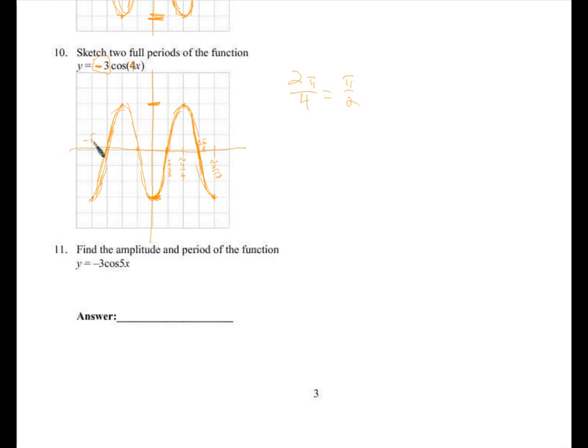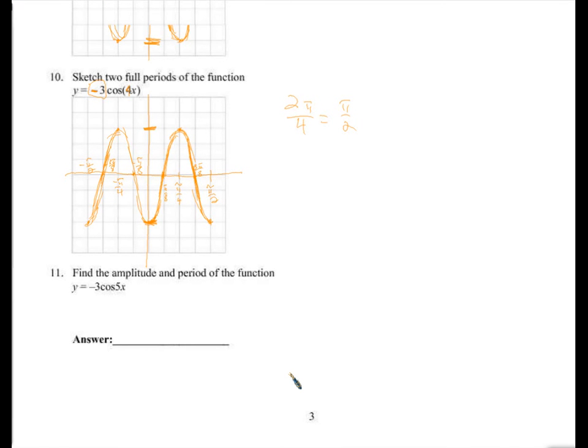Okay, negative pi over 2, negative pi over 4, negative pi over 8, and negative 3 pi over 8. Alright, this one's pretty straightforward, since the amplitude is always the absolute value of A. So the amplitude is 3, and the period is always 2 pi over b, the number that you multiply by x, or the parentheses with x in it, which is 5. So 2 pi over 5 is the period.